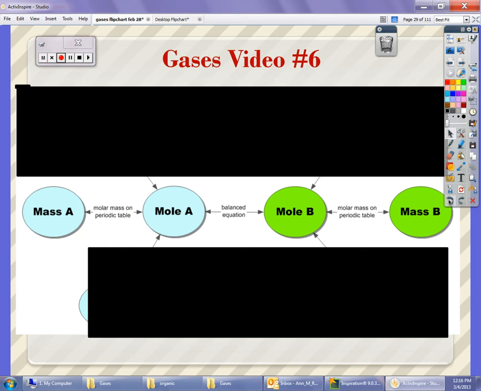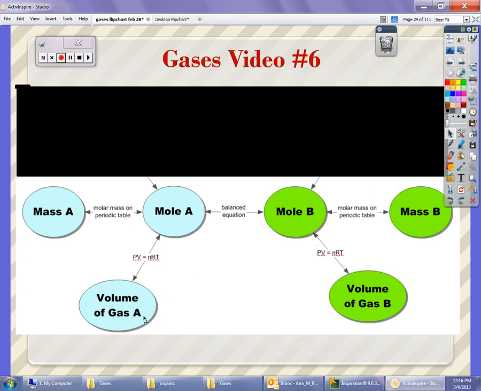Now we're going to expand this. We're going to be going from volume of a gas to moles, moles to moles, and moles to the volume of a gas. To go between the volume and the number of moles, you're going to be using PV=nRT, which is right here. Likewise, you can go from any other place on this map to another place. So something we've been doing lately is going from volume to moles to mass of the same compound, or mass to moles to volume of the same compound. Now we're just crossing over using the balanced equation.